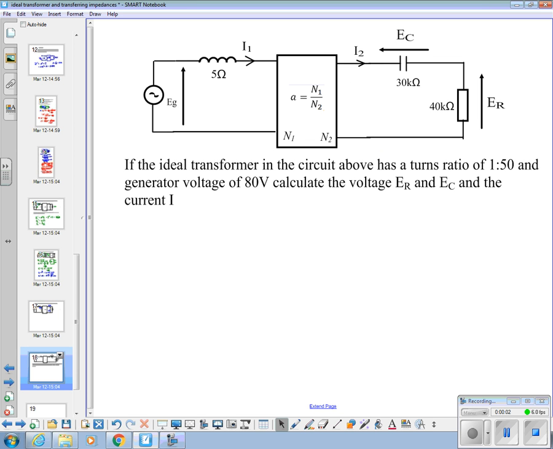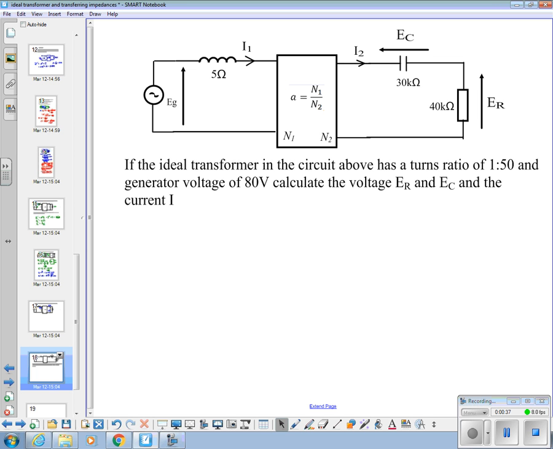Right, so what we'll do now is have a look at one that is a little bit more complicated in terms of the fact that it includes two components on a secondary side for a start, and we've got a mixture of inductance, capacitance and resistance, and therefore we have to consider that the values are complex in nature.